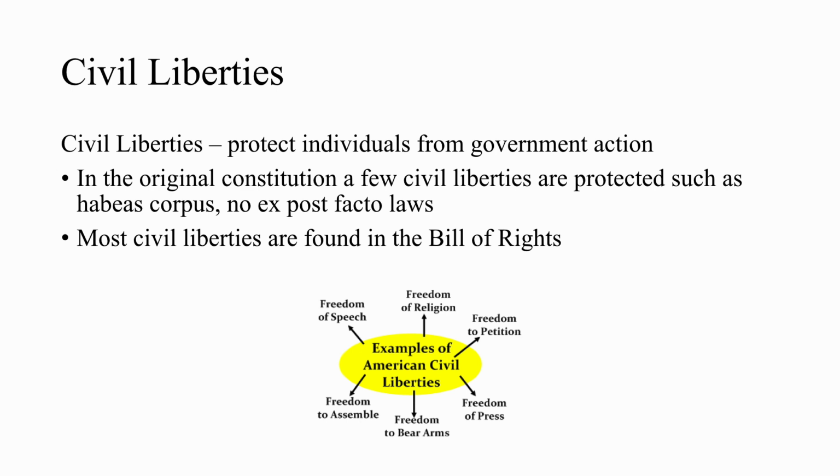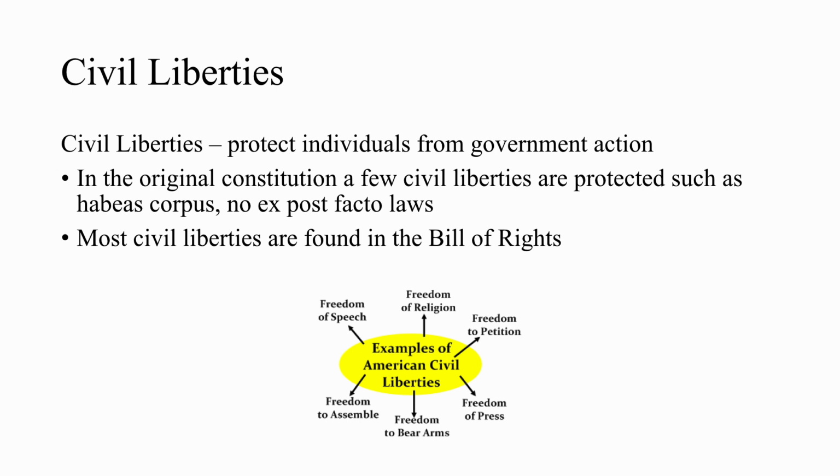Okay, so we're going to start off this section with civil liberties. Civil liberties, I said in a previous video, protect individuals from government action. Our civil liberties that we find in the Bill of Rights protect us from the government. In the original Constitution, we see a few civil liberties are protected: things such as habeas corpus and no ex post facto laws, no bills of attainder as well. I forgot to write that on the slide, bill of attainder. Not super important, but I'll mention what it is in a second.